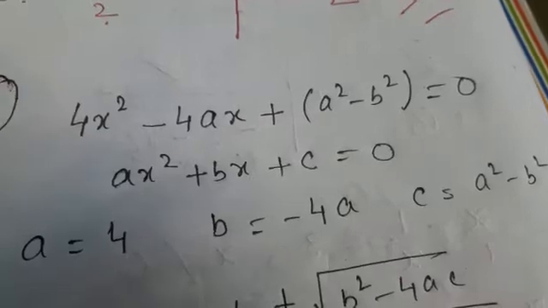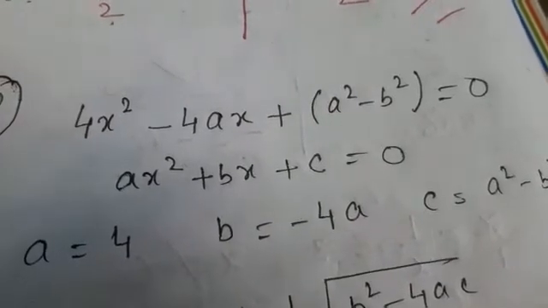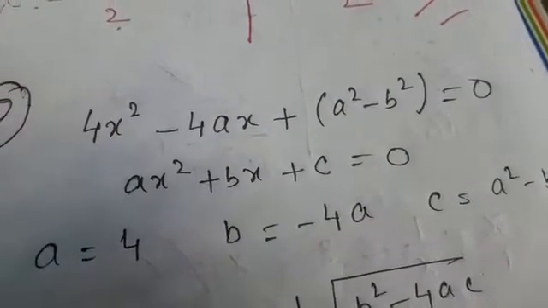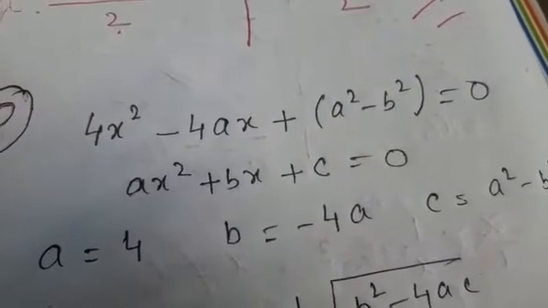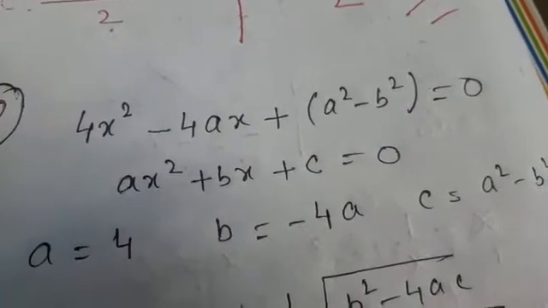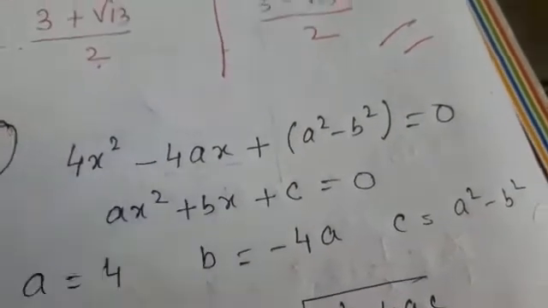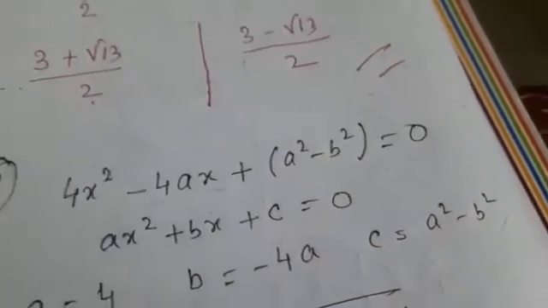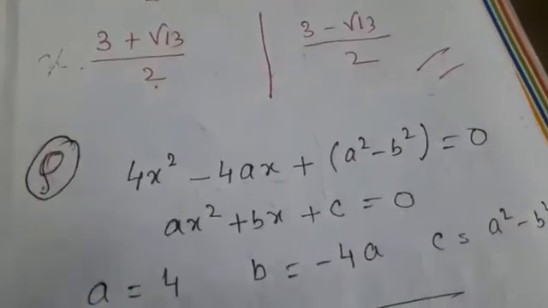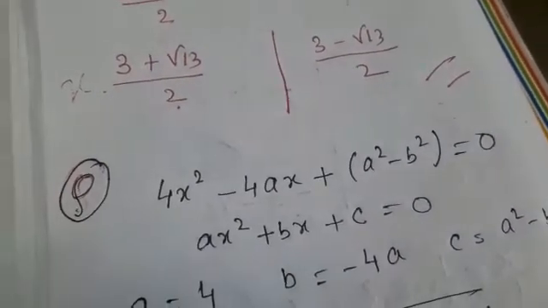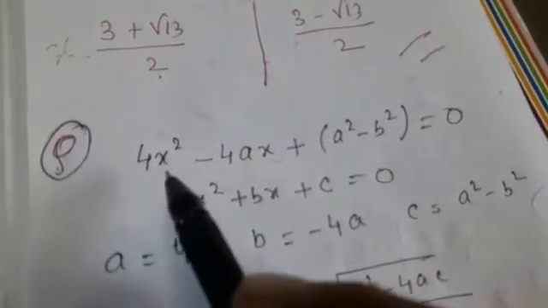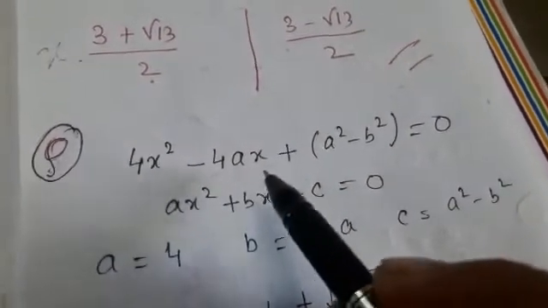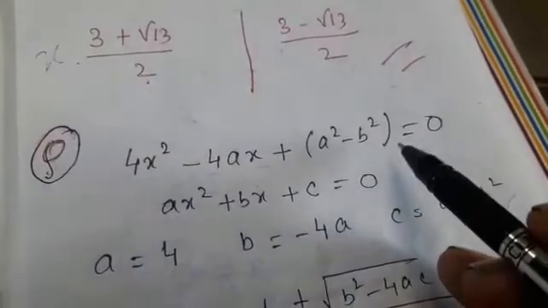Students, we are continuing with our quadratic equation. Now see, our question is 4x square minus 4ax plus a square minus b square is equal to 0. Now this question is very important for your board. So try to understand this sum and you practice similar type of sums. Right. Now see, the question is 4x square minus 4ax plus a square minus b square, right?